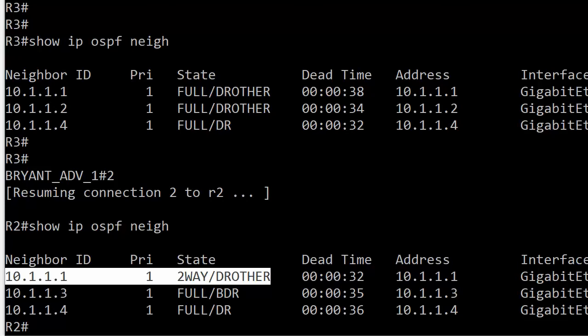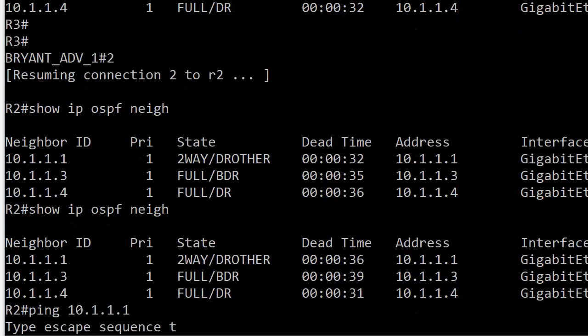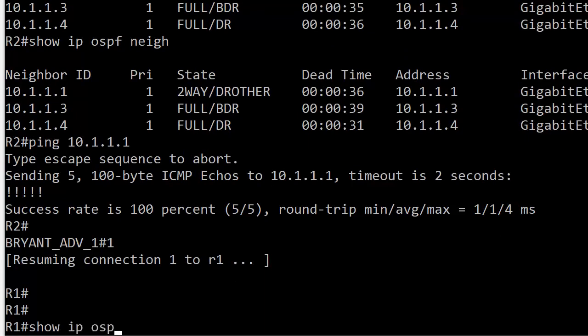But I built this about 15 minutes ago, so I think we've given it plenty of time there. And let's see if we see the exact same thing, and we do. And note that the dead time is refreshing. So we're seeing hellos come in from that router, from router 1. And that's just a little odd. Let's just go ahead and ping it and make absolutely sure we have connectivity. And we do. So let's go over to router 1 and see what's going on.